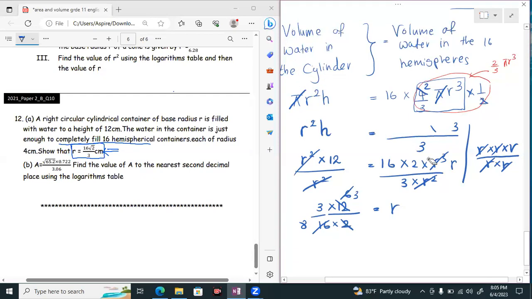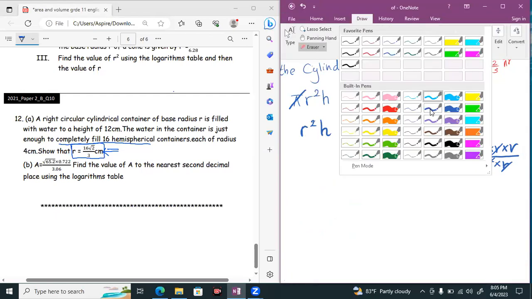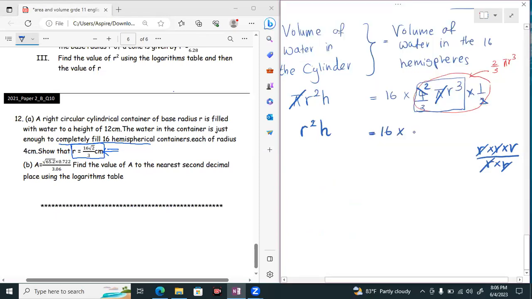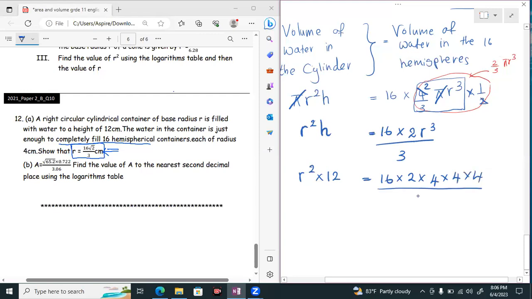For this side, no? It is 16 into 2 r cube upon 3. Let's substitute r square times h is 12. 16 into 2 into, in this side, the hemisphere is 4, no? Radius of a hemisphere is 4. 4 into 4, no? Upon 3.